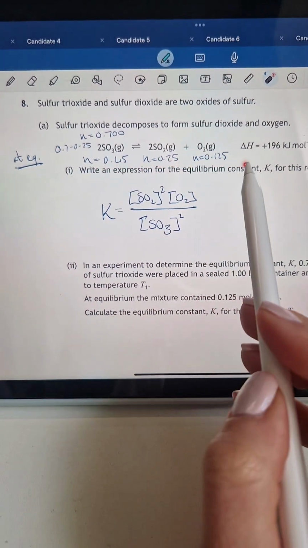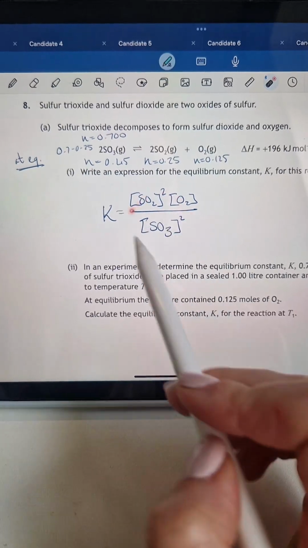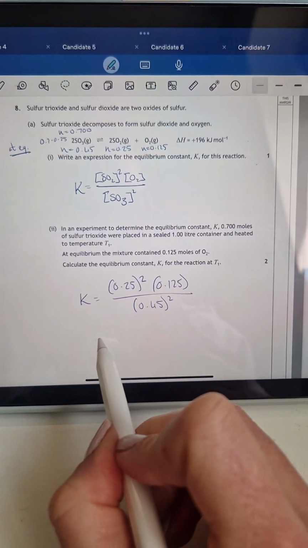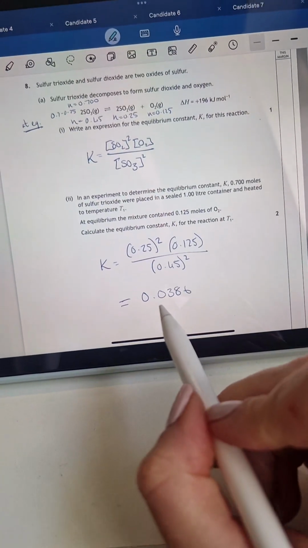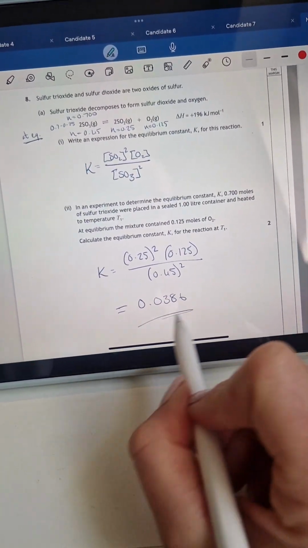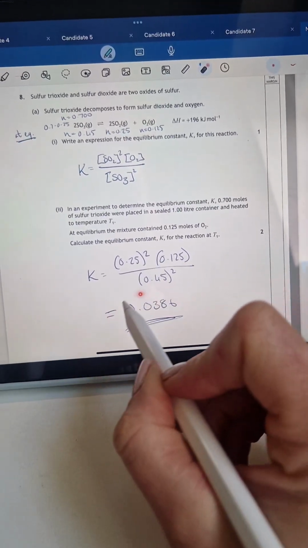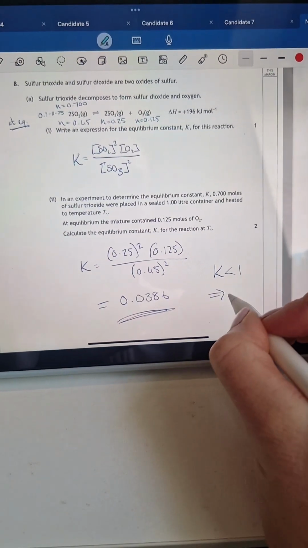Now we have all the quantities of the reactants at equilibrium, we can just plug them into our expression. That then gives us this, and if we put that all into our calculator, we should get 0.0386.